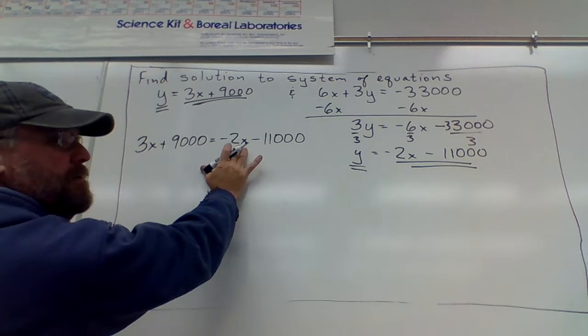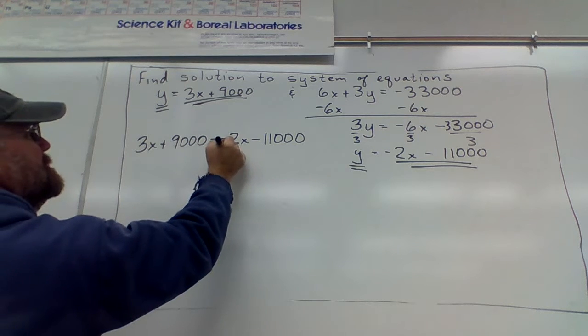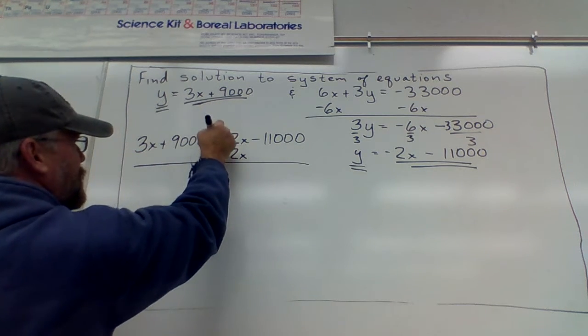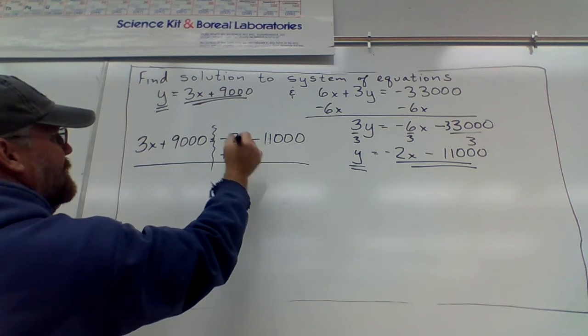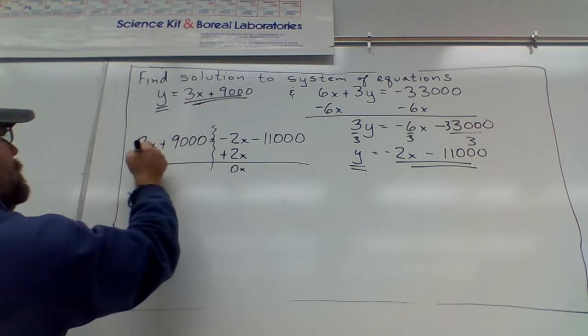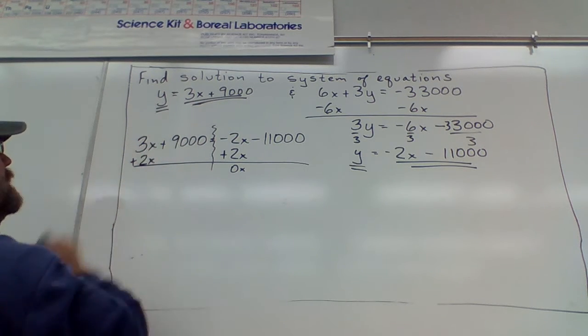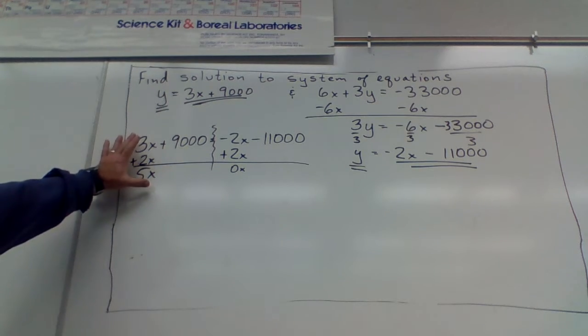Again, I always move the smallest x. Negative 2x is smaller than 3x. So I'm going to add 2x over here. Again, build your wall if you prefer that. But that leaves me with no x over here. Okay. But whatever I do on this side, I have to do over here. So add 2x. That's going to give me 5x. Now my x is going to be over here.